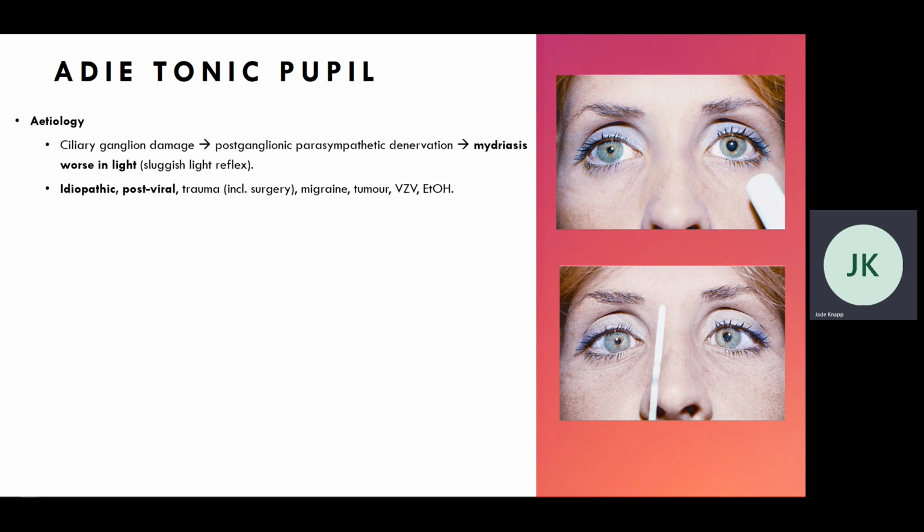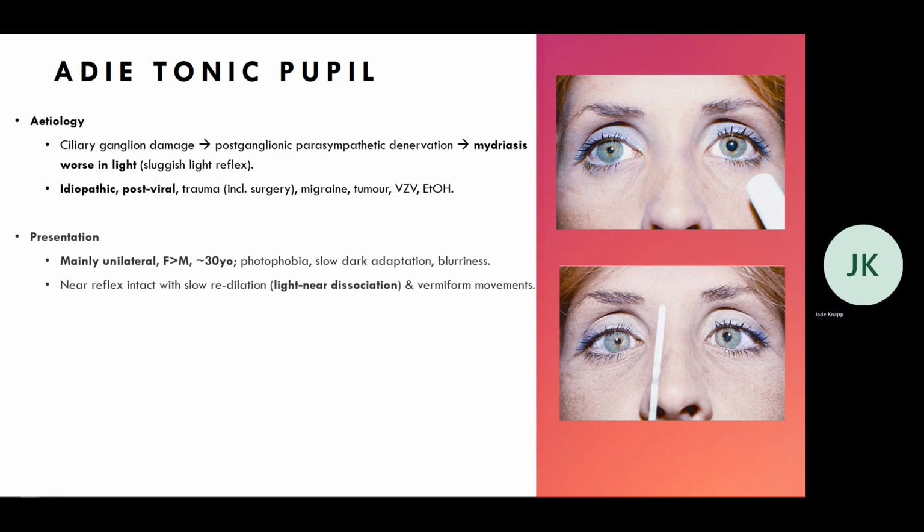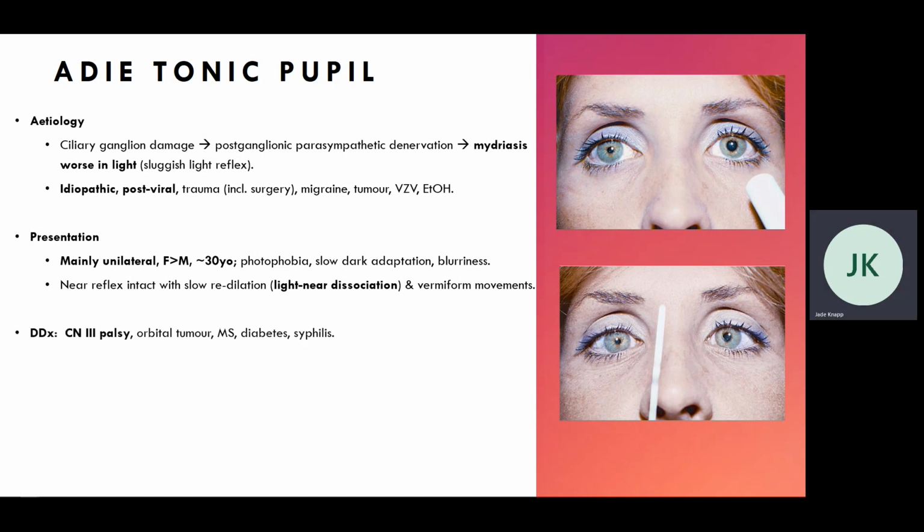The etiology is a problem with the ciliary ganglion, okay? So parasympathetic denervation of some cause, right? So you get a dilated pupil, worse in the light, most commonly idiopathic, otherwise post-viral. There are other causes. Usually it's unilateral, tends to be younger women, and light-near dissociation is a feature that you need to look for. The differential, you've got a big pupil, you've got to think about third nerve palsy. And that's where your pilocarpine test comes in.